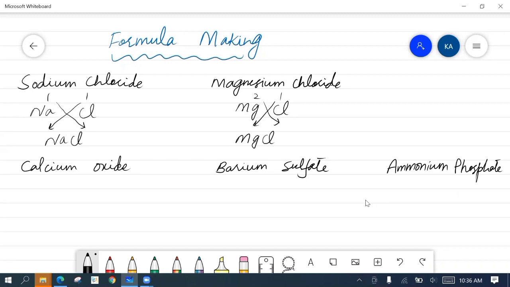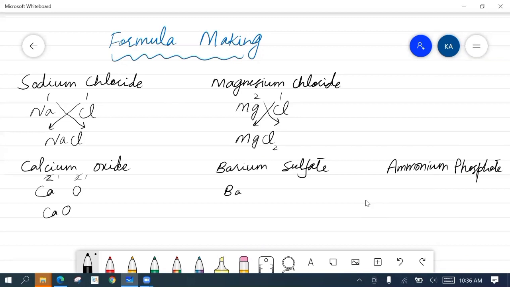The next formula which we are going to discuss is calcium oxide. What is the symbol of calcium? Calcium is Ca and oxide means O. Calcium belongs to group number 2, so its valency is 2. Oxygen belongs to group number 6, and its valency is also 2. Both valency numbers can be divided by 2, so we get 1 and 1. Now bring them down. So the formula of calcium oxide is CaO.